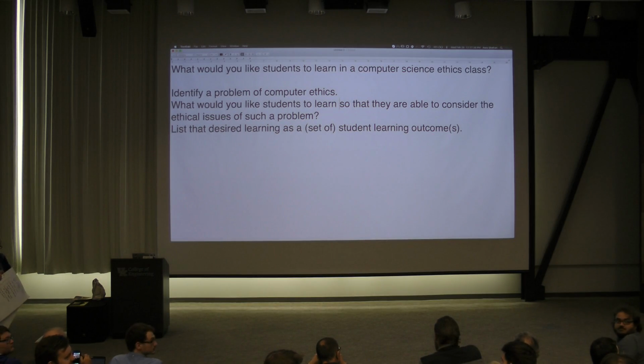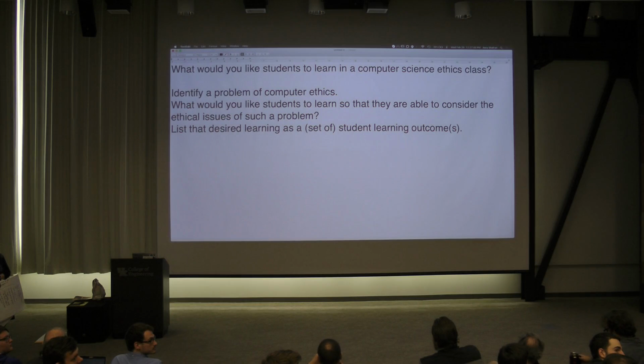So I think what I kind of struggled with was, okay, I want students to be able to consider the ethical issues of such a problem. Is that the end? Is that the goal? It seems like there ought to be maybe a meta goal beyond that or something. What do we want that? Okay, they can consider it, but then what happens after that?